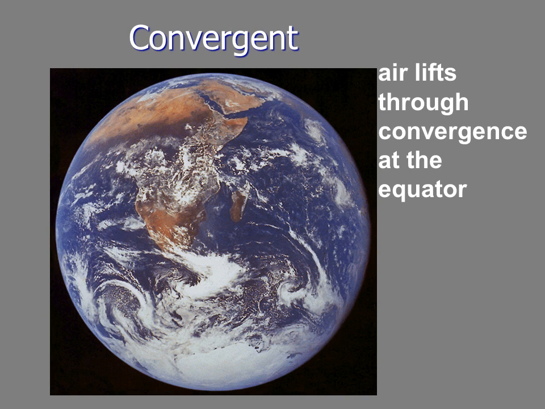Here's a picture of Earth from space. You can see these series of clouds here. This is your example of convergence. This is the ITCZ that's raining over the tropics of Africa, that's lifting and forming clouds and raining all along this area.